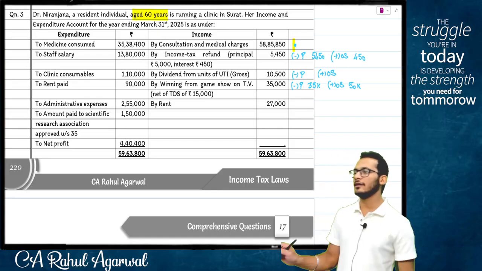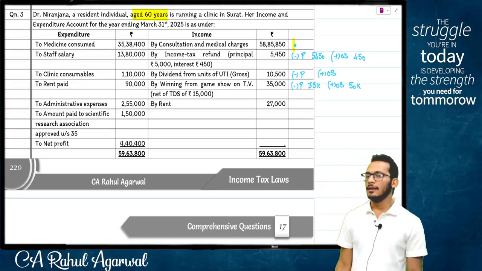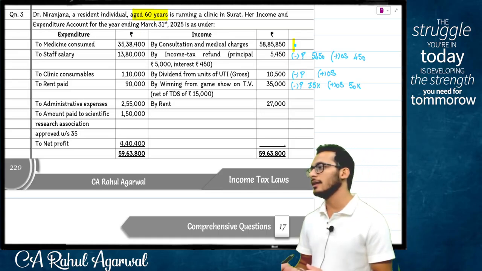So I am removing 35,000 because that is what is there in the P&L. But when I'm taxing it, I'm taxing the full 50,000 because that is what my income is. Clear, not clear? Yes or no?